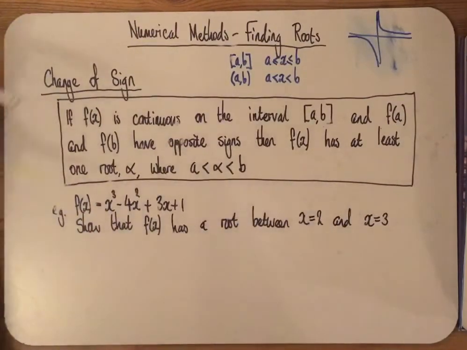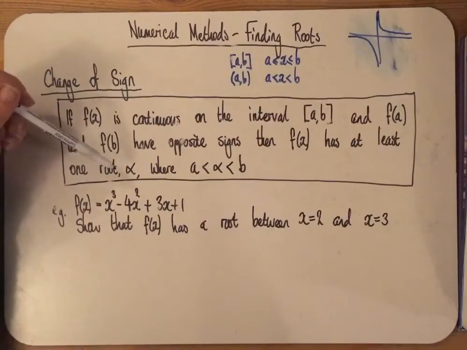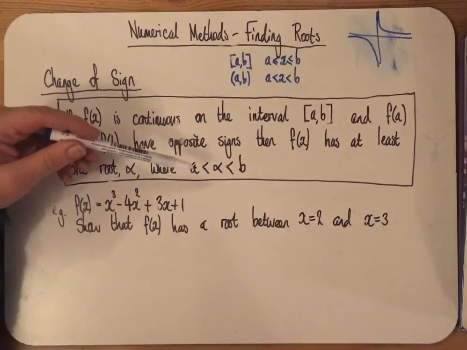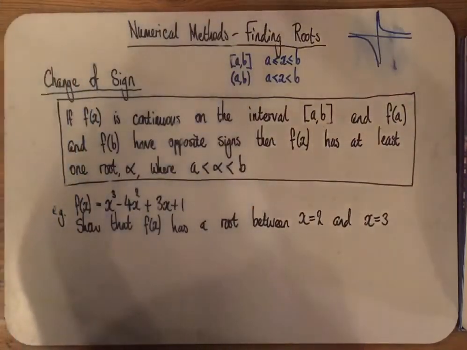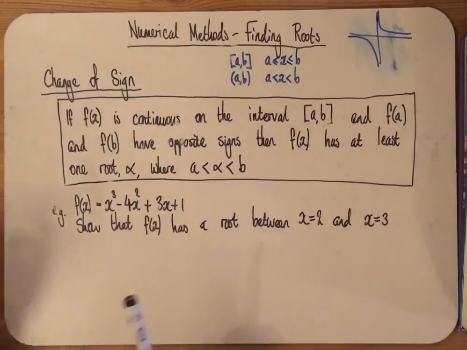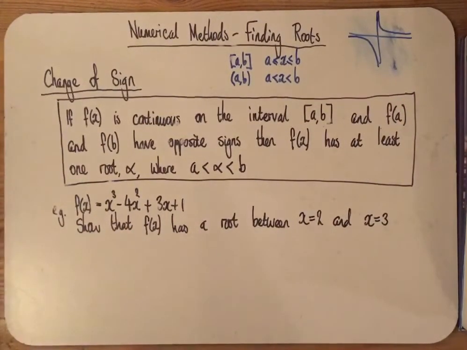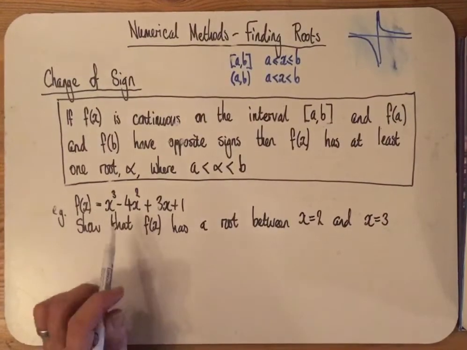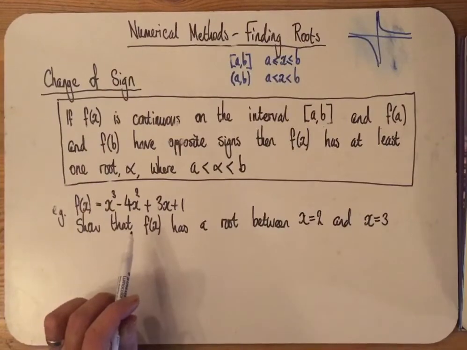If f of a and f of b have opposite signs, then f of x has at least one root alpha where a is less than alpha is less than b. So, a nice straightforward example to start with. We've got f of x equals x cubed minus 4x squared plus 3x plus 1. Show that f of x has a root between x equals 2 and x equals 3. So this is a continuous function. A cubic has no breaks in it, so you don't need to worry about any discontinuities.